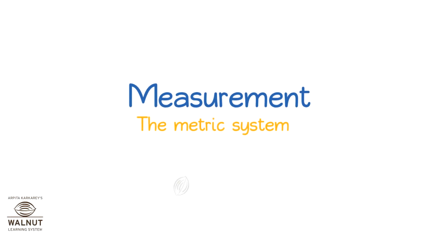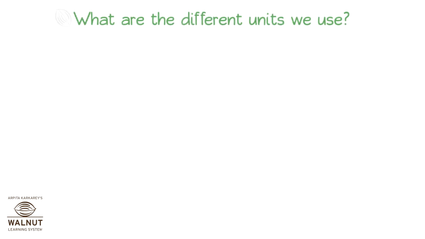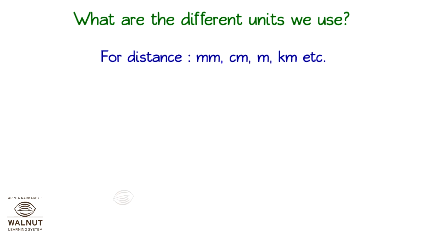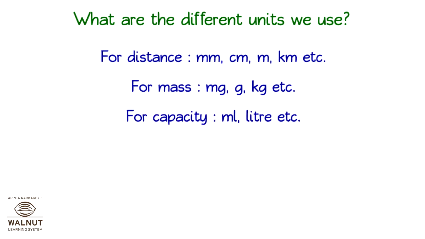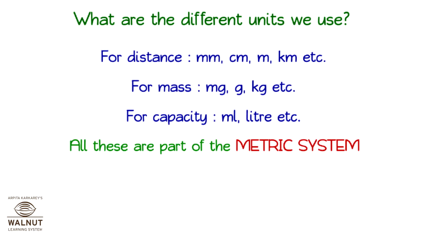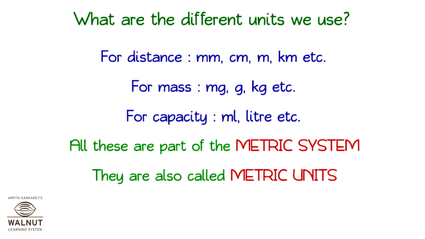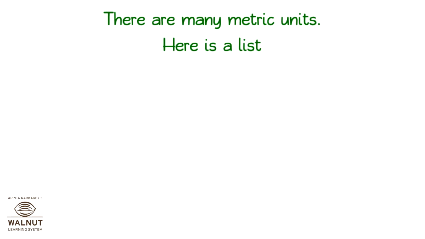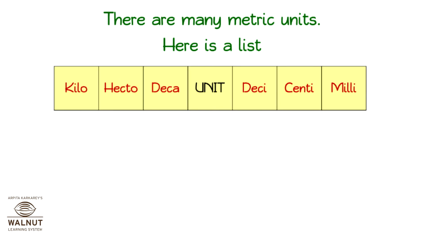Measurement, the metric system. What are the different units we use? For distance: millimeter, centimeter, meter, kilometer, etc. For mass: milligram, gram, kilogram, etc. For capacity: milliliter, liter, etc. All these are part of the metric system. They are also called metric units. There are many metric units. Here is a list. Kilo, hecto, deca, unit, deci, centi, milli.